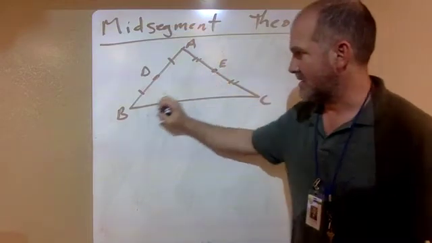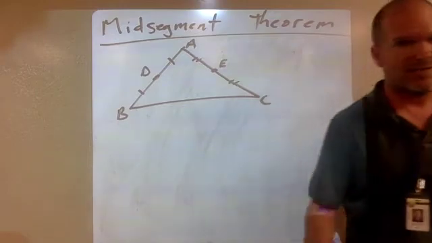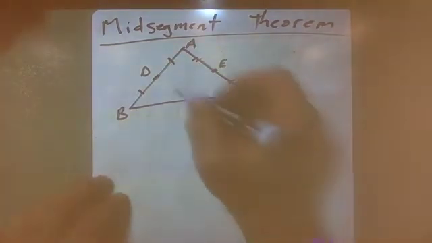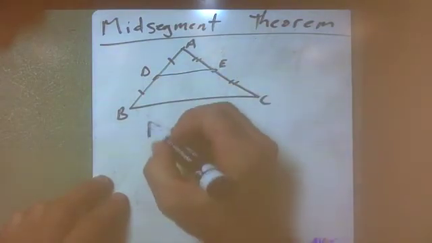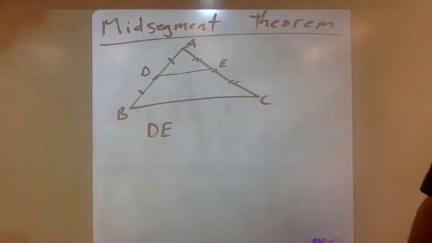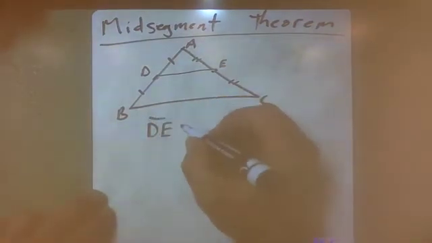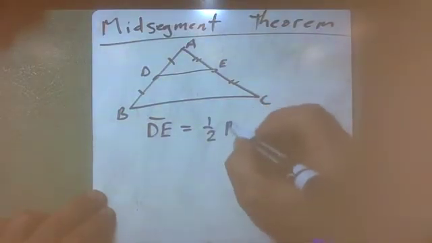connect the midpoint E to the opposite vertex B. With mid-segment theorem, we're just going to connect the midpoints themselves like this. And now that new segment DE that we created has two special characteristics. One of them is the length of DE is equal to half the length of BC.